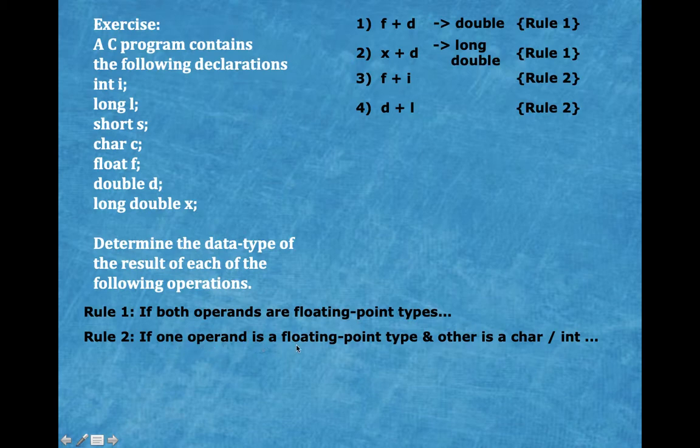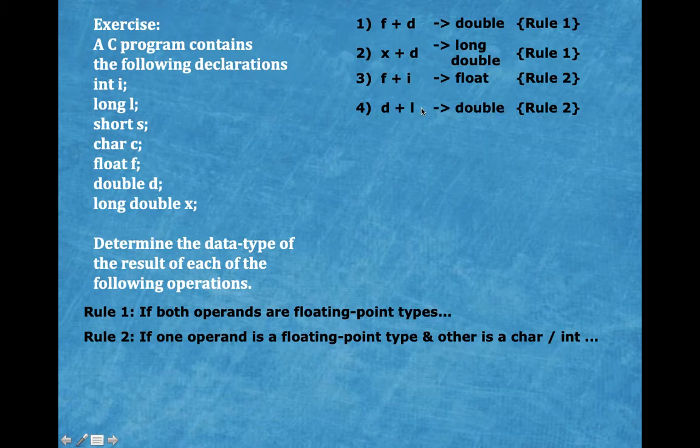If one operand is a floating point type and the other is a char or int, then the data type of the result is same as that operand, which is the floating point type. So very simple. If you do f plus i, the result will be float. If you do d plus l, the result will be double.